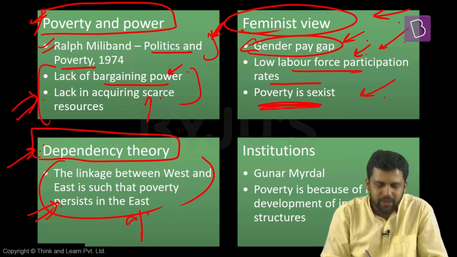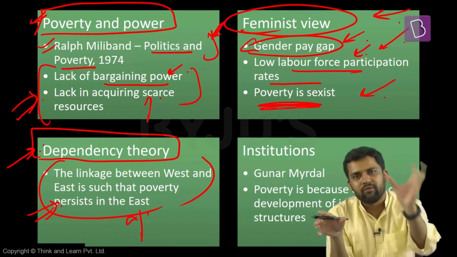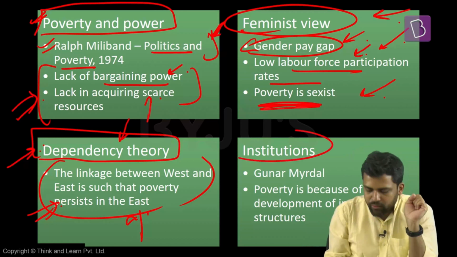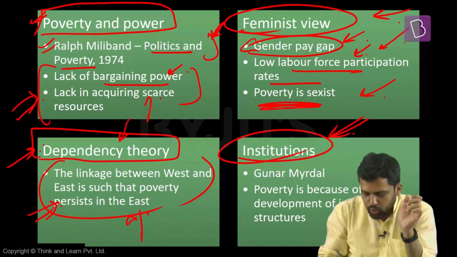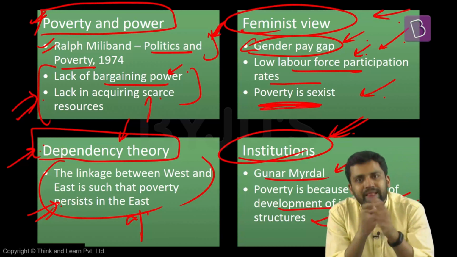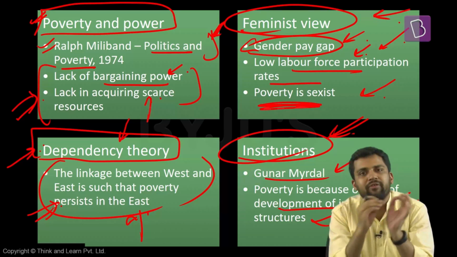What is the reason for the poverty? According to dependency theory, the kind of relationship that exists between the developed and these countries perpetuates poverty. So the reason for poverty is the exploitative kind of relationship. Apart from that, some thinkers have talked about the role of institutions. For example, Gunnar Myrdal says that poverty is because of lack of development of institutions. If you have proper institutional structures within your economy, then poverty can be tackled. But if these proper institutions are not there, then we will have perpetuation of poverty.